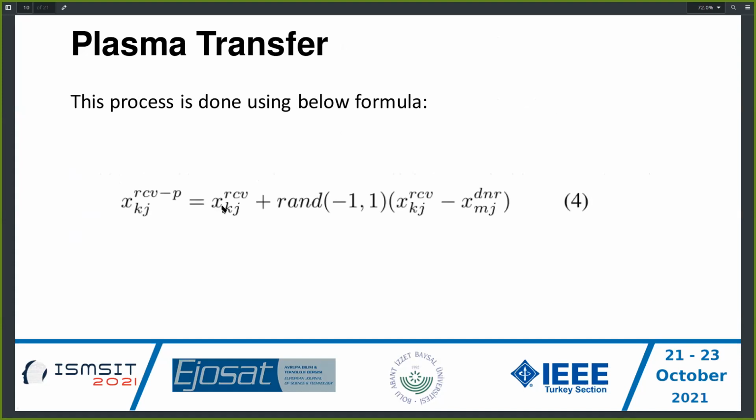So how is plasma transfer done? We are using this process for plasma transferring. On the left side of the equation is the plasma receiver, and we have the donor, who has the best immune response. We transfer some parameters from the donor to the receiver, and after that we check if the immune response of the receiver improved. If it improved, we can continue with the plasma transferring. If not, we continue by trying different donors.